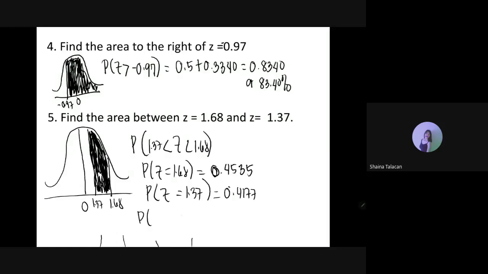So the probability that Z is greater than 1.37 but less than 1.68 is equal to 0.4535 minus 0.4147. When we subtract that, 0.4535 minus 0.4147, that is 0.0388 or 3.88%. That's the area.